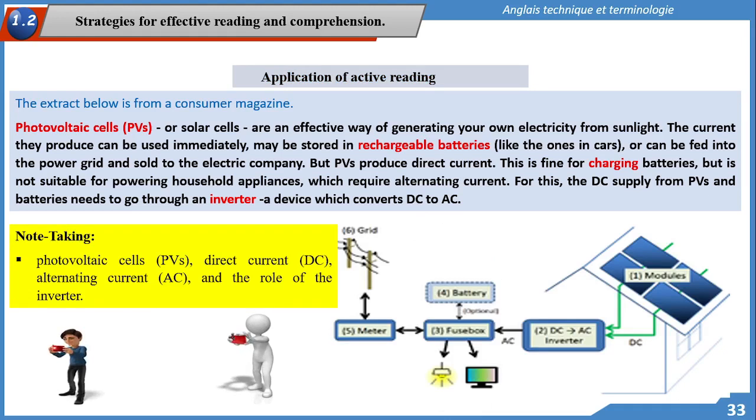So for taking notes, take note of the fundamental concepts introduced in the passage, such as photovoltaic cells, direct current, alternating current, and the role of the inverter. Create a visual representation, like a diagram, to illustrate how electricity flows from PV to batteries, the power grid, and how it's transformed from DC to AC. Like the figure represented in this slide.